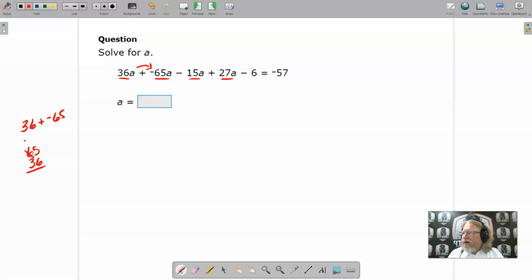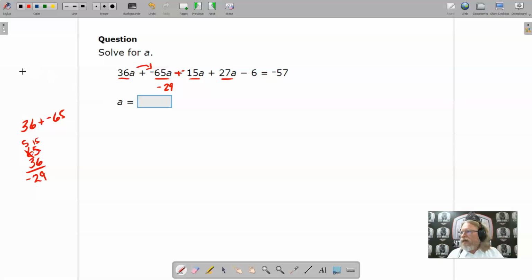I'm going to need to borrow, so it's going to become a 5, and this will become a 15. And so we have 9, and 5 minus 3 is 2. So at this point we have 29. Oh, is it positive or negative? This should be a negative, right? Because the 65 is the greater absolute value, and it's negative, so our answer is going to be negative. So we now have negative 29, and we are going to subtract 15, or that is to say we're going to add a negative 15.